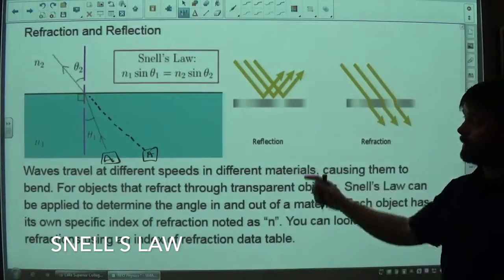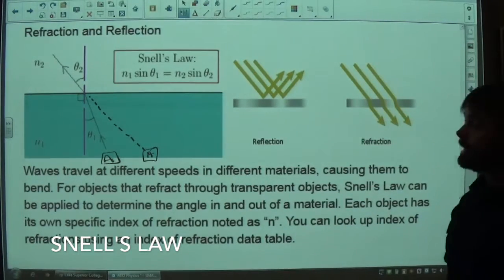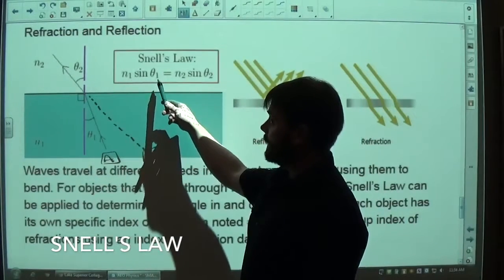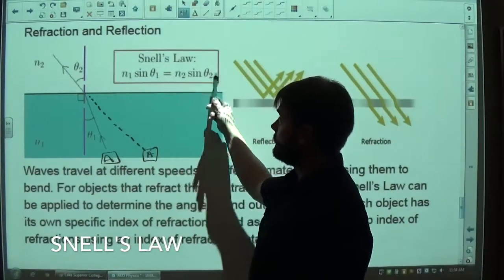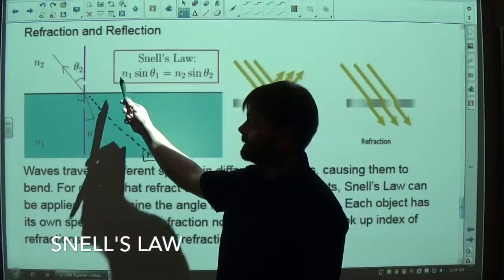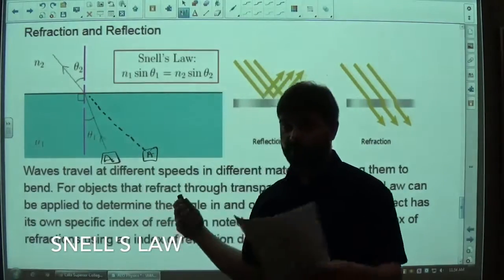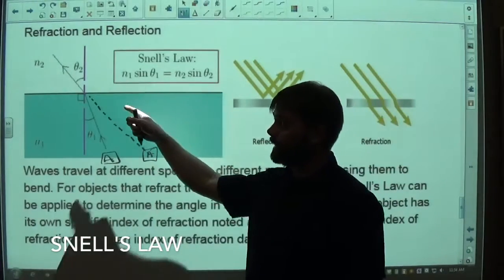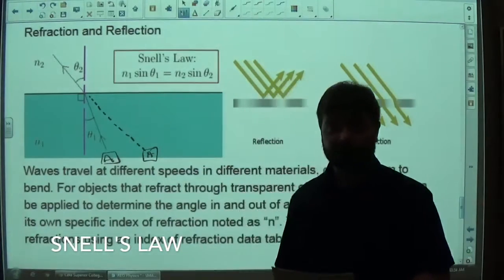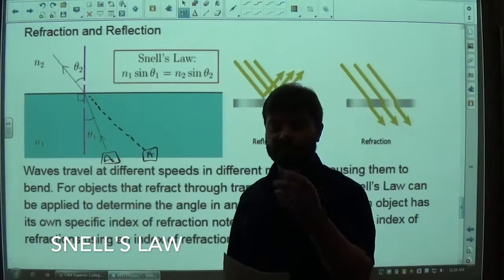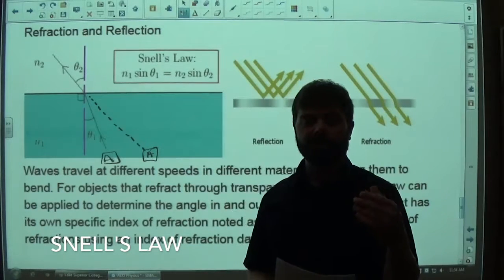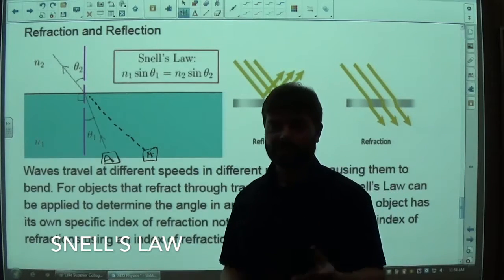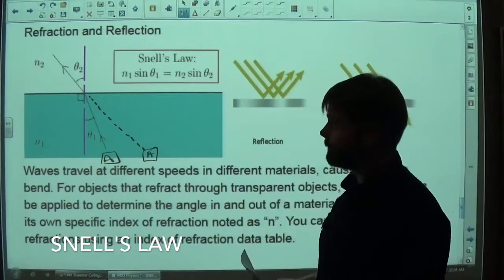And we'll do a couple of examples of Snell's law in the future, but basically what it's saying is n1 times the sine of theta 1 equals n2 times the sine of theta 2. n1 is the index of refraction for one type of material, and n2 would be the index of refraction for another type of material. And these are set standards which you would look up in a data table for air and water and glass and acrylic, plastic or diamond. They all have different indices of refraction.